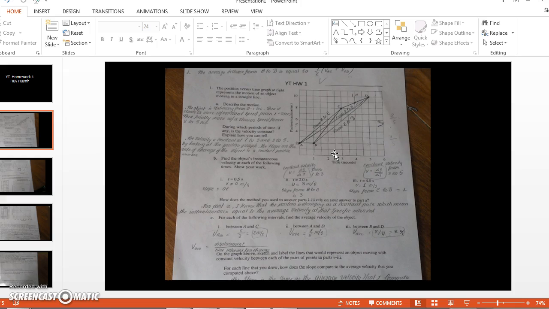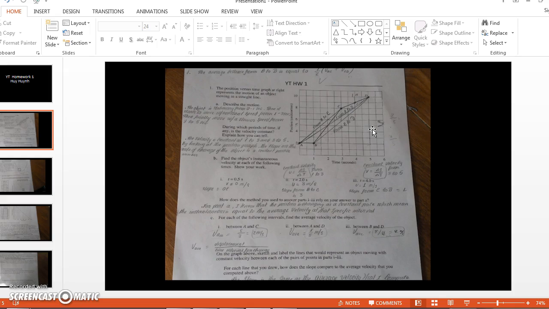Similar for part 3, which is the instantaneous velocity at 4 seconds. I got the velocity to be equal to 1 using the fact that the slope from 3 to 5 is 1 on the position versus time graph.